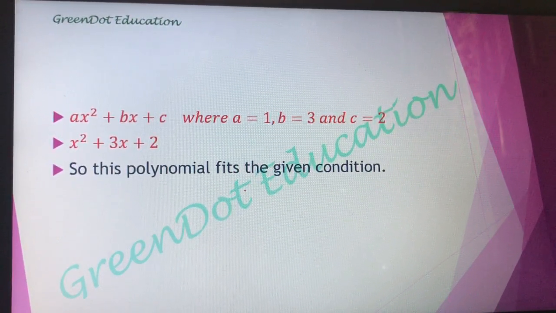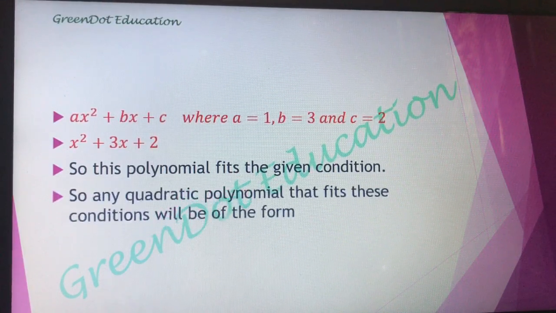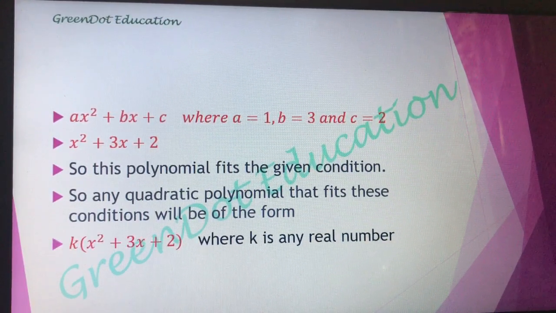So this polynomial fits the given condition. So this is a polynomial which actually fits into the given condition, and so any quadratic polynomial that fits this condition will be of the form k multiplied by x square plus 3x plus 2, where k is any real number.